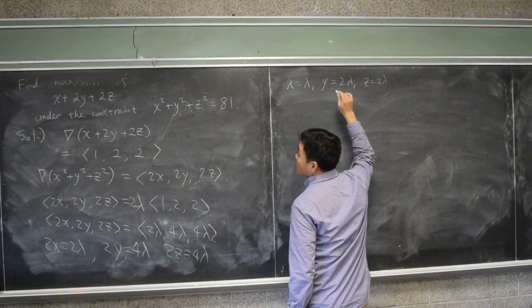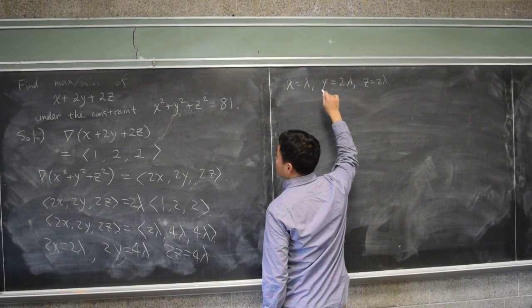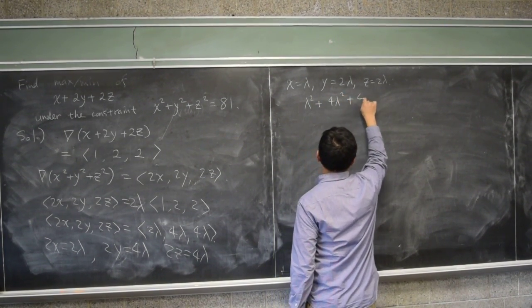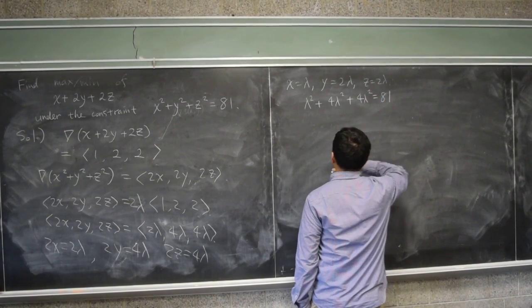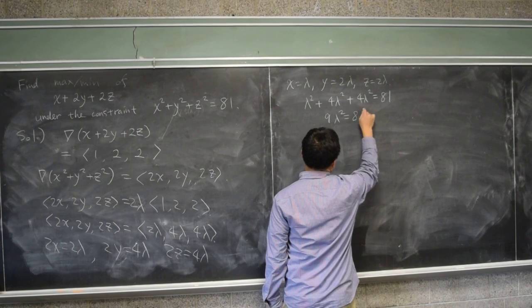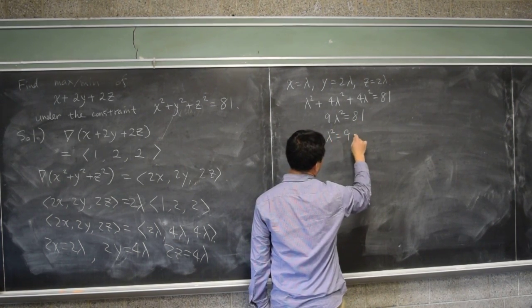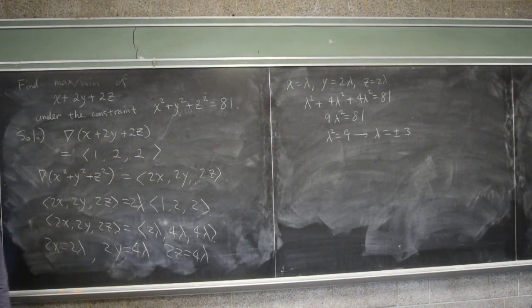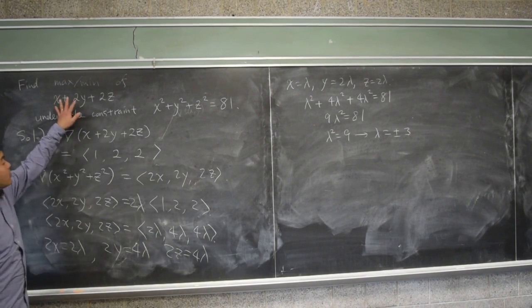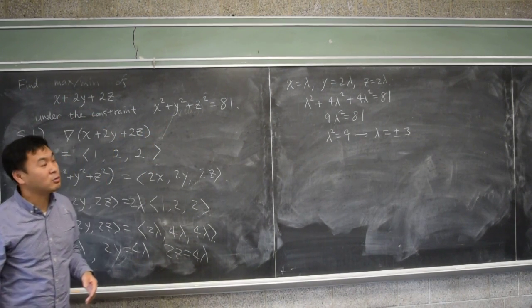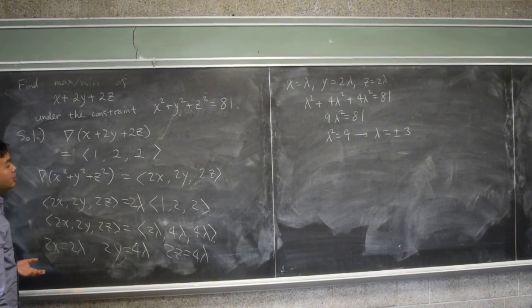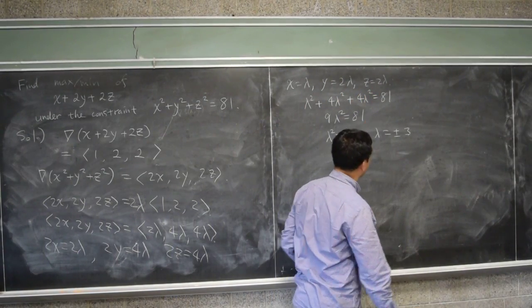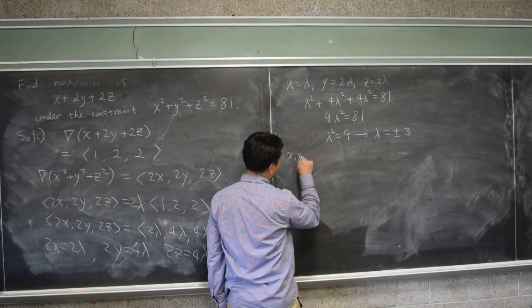Plug those in here. We have lambda squared plus 4 lambda squared plus 4 lambda squared equal to 81. So 9 lambda squared is equal to 81. Lambda squared is 9, so lambda is plus or minus 3. So we know that the maximum and minimum of this function under this constraint happens when lambda is plus or minus 3. Then you just go back and plug these values in here, here, here to get x, y, and z.